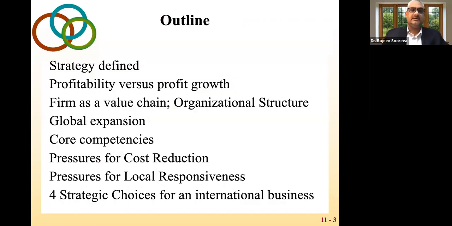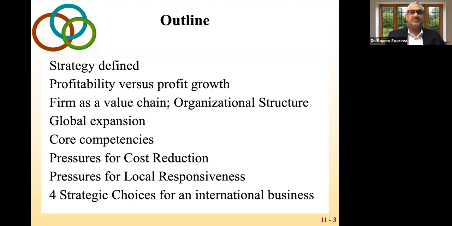Okay, so a brief outline of what we're going to be talking about today. We'll talk about the definition of strategy, the different elements of strategy. We'll talk about two concepts, profitability versus profit growth, and what's the difference between those. We'll talk about the definition of a firm from a managerial perspective, the firm as a value chain, and also about organizational structure, in short, org structure. And then we'll talk about global expansion strategies, core competencies, and then two pressures that a global firm faces, the pressures for cost reduction and pressures for local responsiveness.